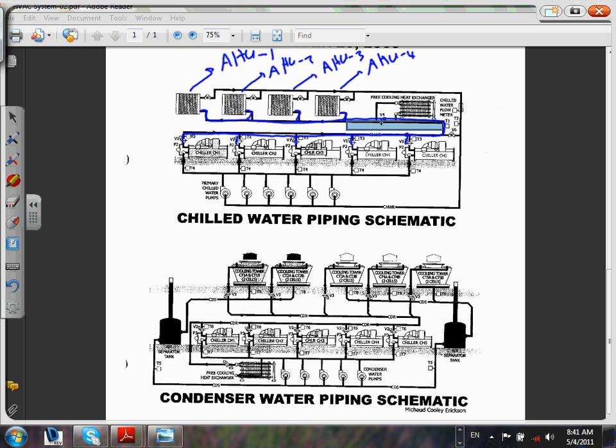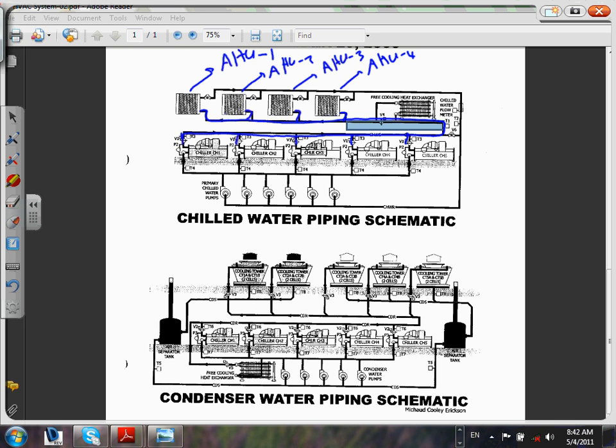So here's what they do, Spencer. They chill the water, and then they have pumps. Can you guys see the pumps? The pumps circulate the chilled water all the way to the air handling unit. And everybody knows what the air handling unit is. It's just these coils. It looks exactly like a coil, and then a big blower blows the air through these coils.